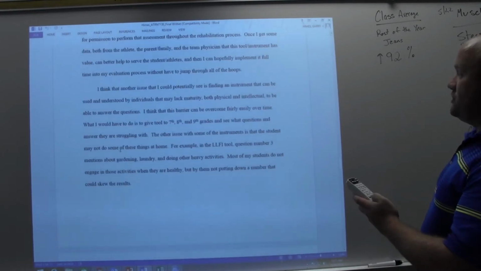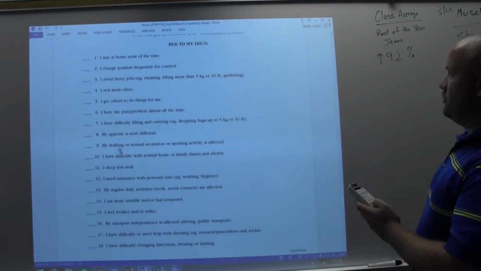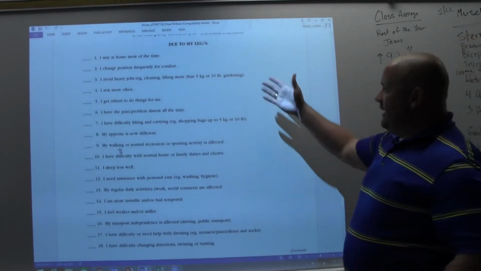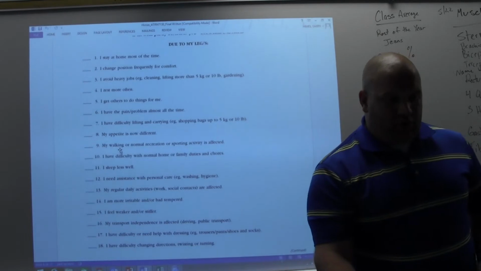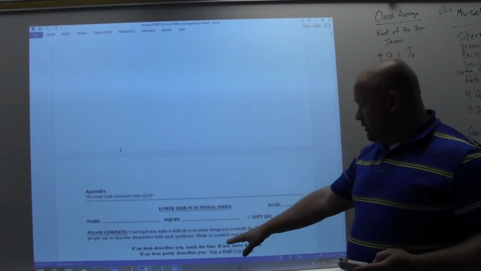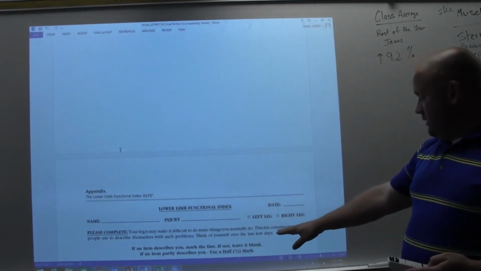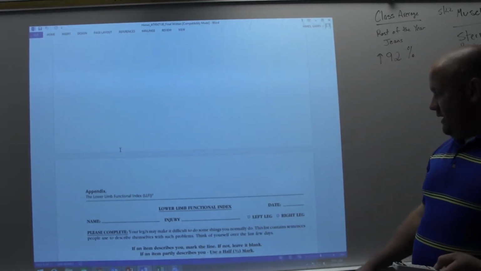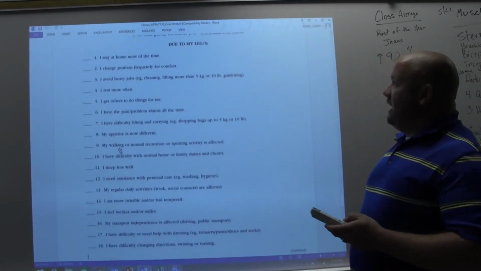Okay, so I'd like to focus, number 1, on Appendix 1, which you can see here is the Lower Limb Functional Index, and you get some idea about what it's really asking. The instructions are: if an item describes you, mark the line. If not, leave it blank. If any item partly describes you, use the half mark. So you can see a couple of things it's asking.